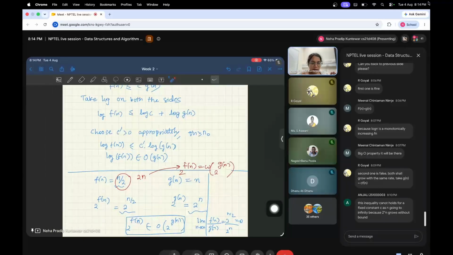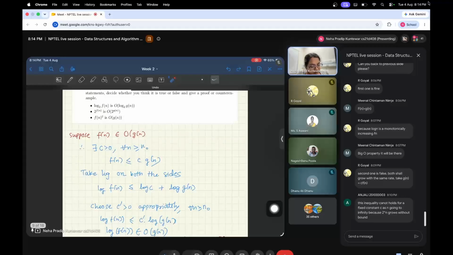Is this fine? I think Anjali and Goel had similar reasoning. So is this fine with everyone? Ma'am, if we take f of n equal to n and g of n also equal to n, then what condition are we going to get? Equal, isn't it, ma'am? Yeah, then you get equal. But the question is, is this true unconditionally? That is, no matter what f of n you take, no matter what g of n you take, is this always true?